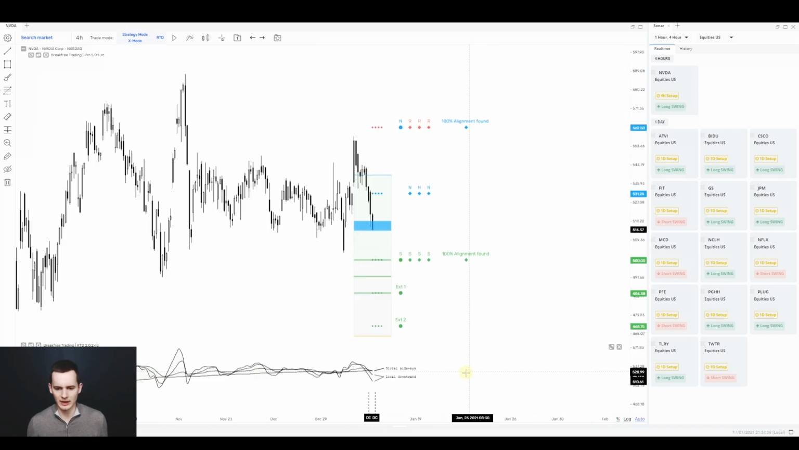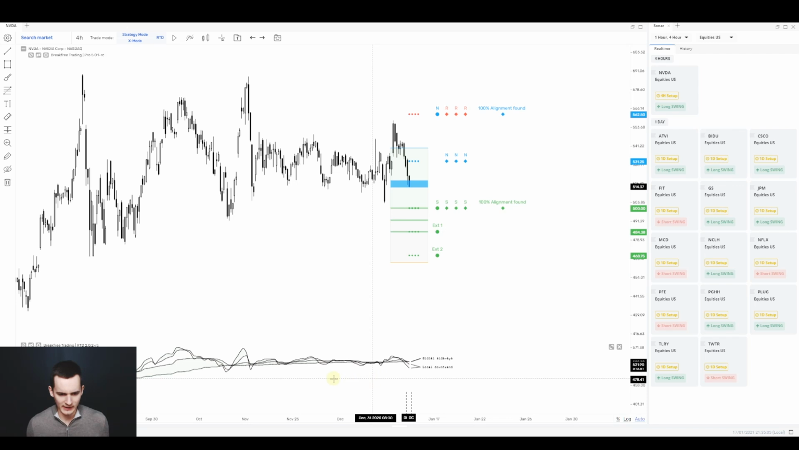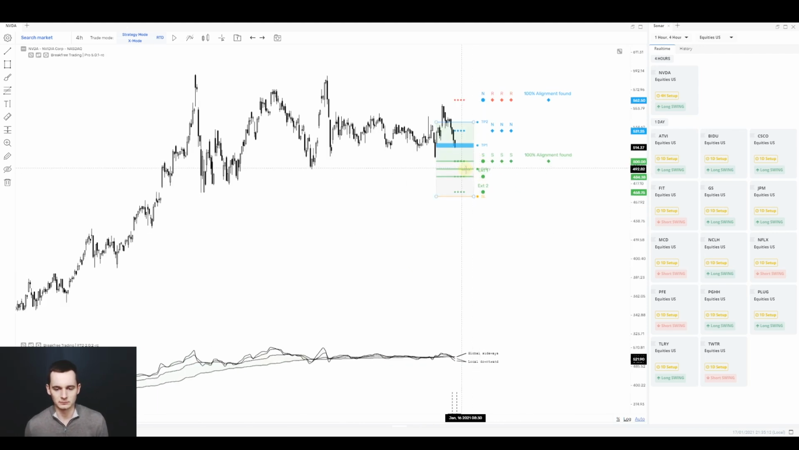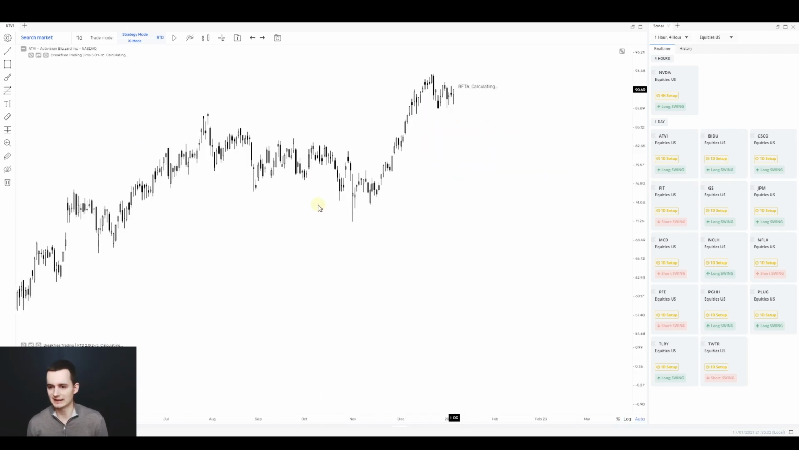So we do have local going below global, which is fine, I think, because previously the same thing kind of happened. It's because it's consolidating, so I don't think it's a big issue. So we're just gonna be playing this range, buying support, and then selling when it hits the middle of this consolidation. Now we're gonna go through some daily time frames.